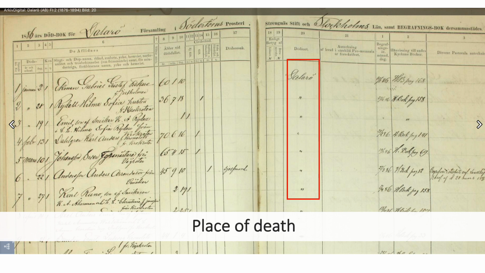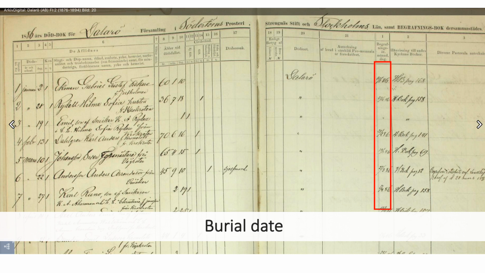This column states the location where the person died. The burial date is listed in this column. It says that Gabriel's burial took place on January 10th, 1886.